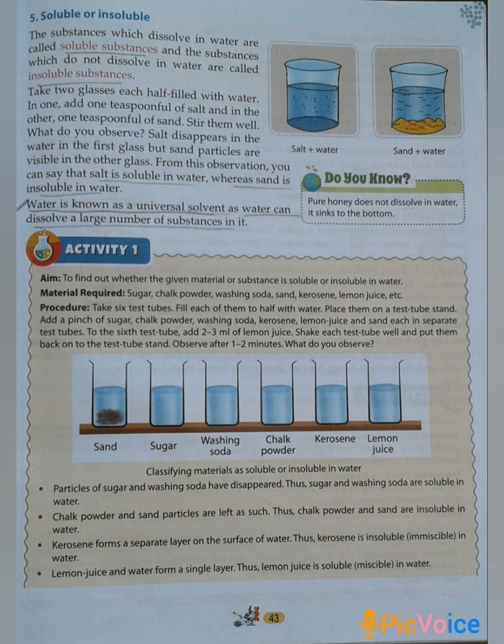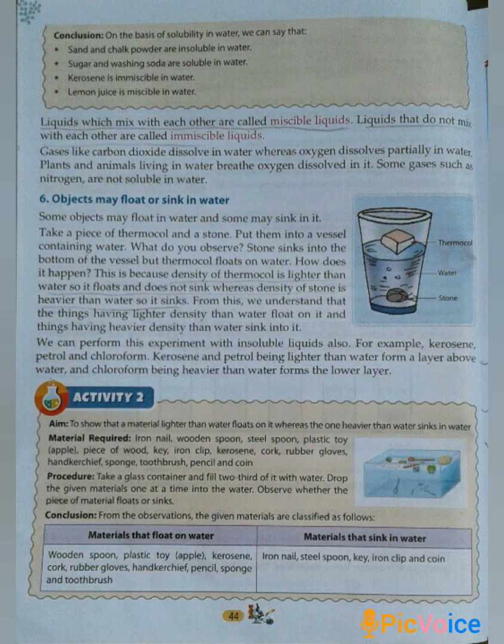Water is known as a universal solvent as water can dissolve a large number of substances in it. Liquids which mix with each other are called miscible liquids and liquids that do not mix with each other are called immiscible liquids. Then sixth property is objects may float or sink in water. Some objects may float in water and some may sink in it.